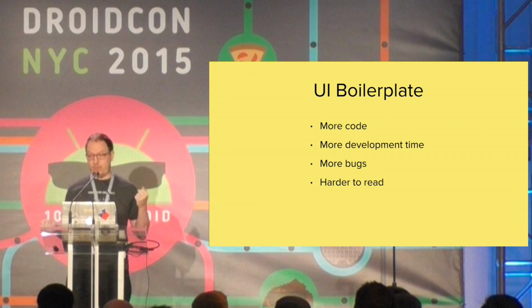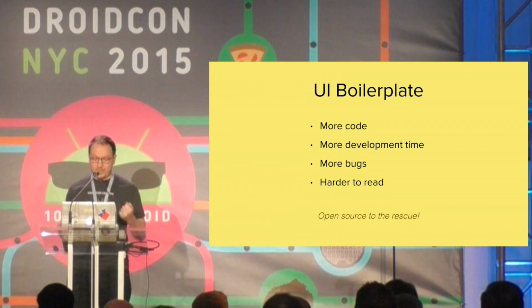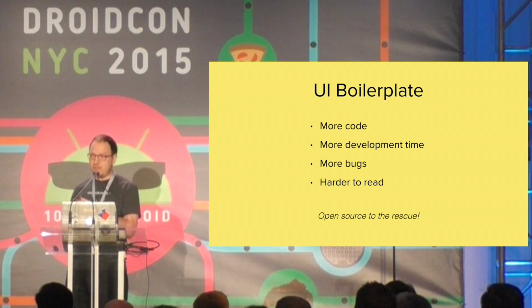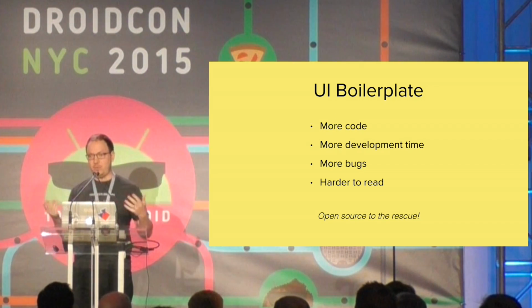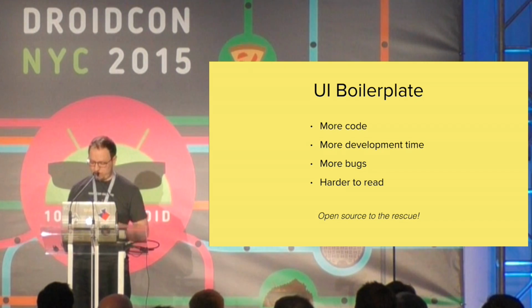How did we get by before data binding? Well, open source to the rescue. There are tons of open source solutions for eliminating boilerplate. I just want to go over a few of them real quickly, and then we'll talk about how data binding has taken some of their best features and merged them together into something that requires even less boilerplate.